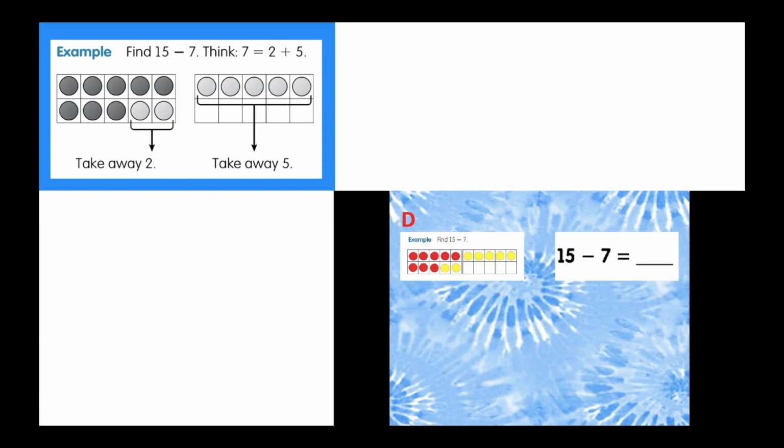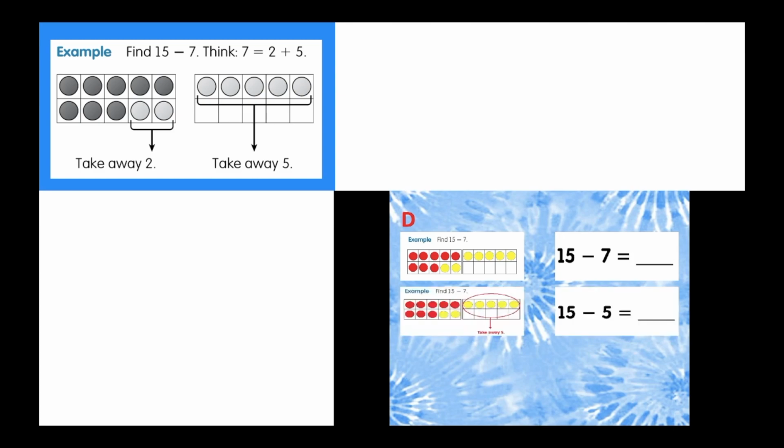Now, let's walk through each of the steps and write a subtraction sentence. Our job during this example was to find 15 minus 7. You can see that I have 15 counters, 7 of them shaded yellow because that is the part that I'm taking away. My next step was to take away 5 counters because I was making a 10 to subtract. So I took away 5 counters so that I could have 10 remaining.